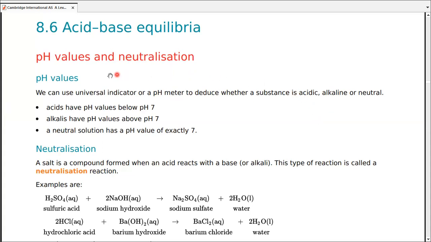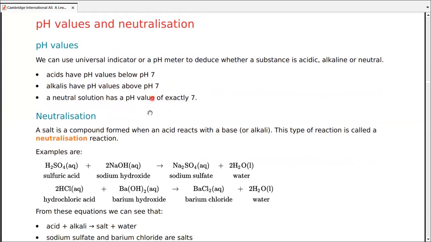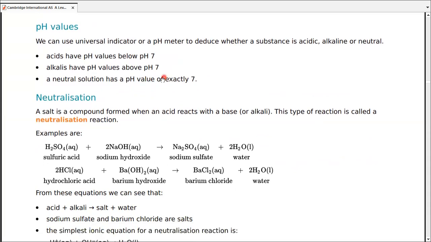Let's talk about that. Starting off with pH values and neutralization, we do understand that universal indicator, pH meter, can deduce easily whether a substance is acidic, alkaline, or neutral. You understand the pH level. Anything having pH below 7 is acidic, above 7 is alkaline, and neutral has exactly a pH of 7.